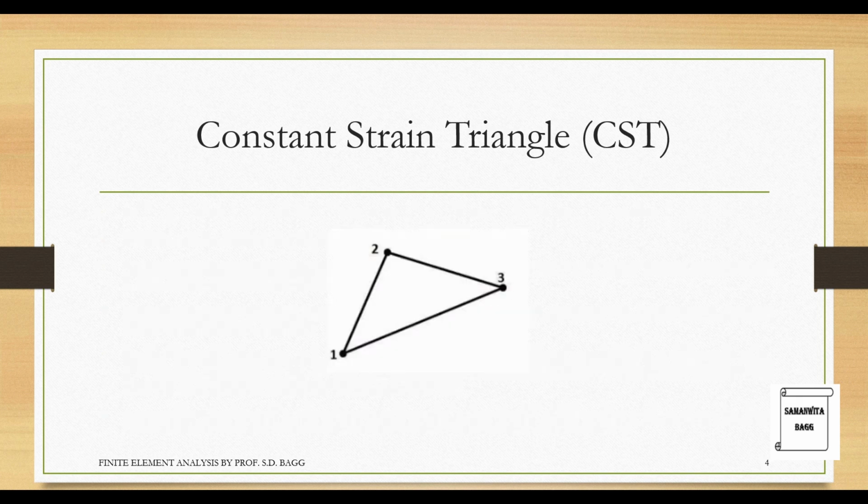So we'll see a CST element. This is how it looks. This is a triangle element. It has 3 nodes, one at each vertex, 1, 2 and 3. These are the node numbers 1, 2, 3, and this entire thing is one element. So it is one element with 3 nodes.